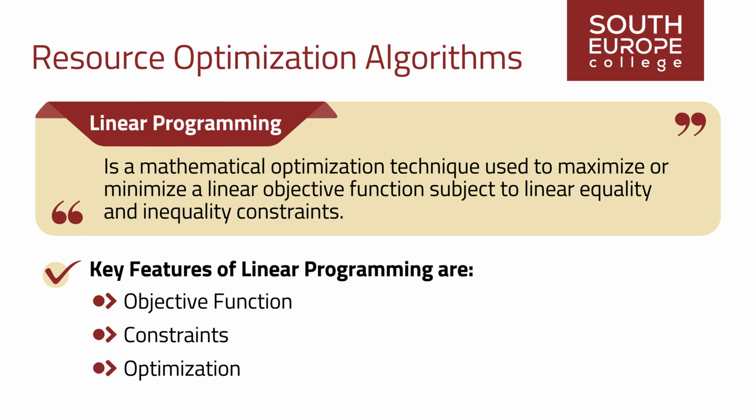Optimization. Linear programming uses optimization algorithms to find the values of decision variables that optimize the objective function while satisfying all constraints. The optimal solution represents the most efficient allocation of resources that achieves the desired project objectives.